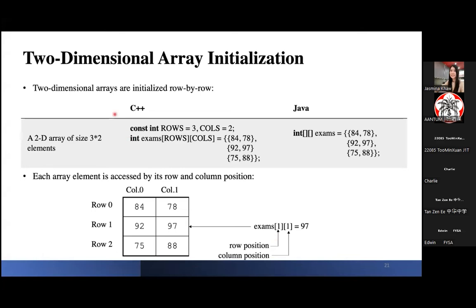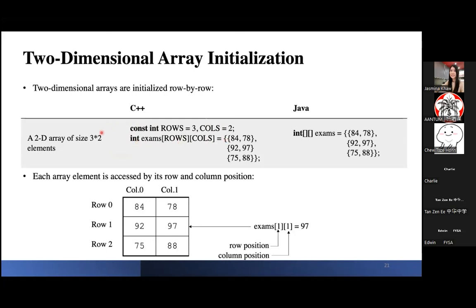Now we look at two-dimensional array initialization. After we declare the two-dimensional array, we can assign values to it. So this is called initialization. Here we have a two-dimensional array of size 3 multiplied by 2 elements. Here we have the constant values for the size of rows and also column. So for rows, we have 3 and for column we have 2.